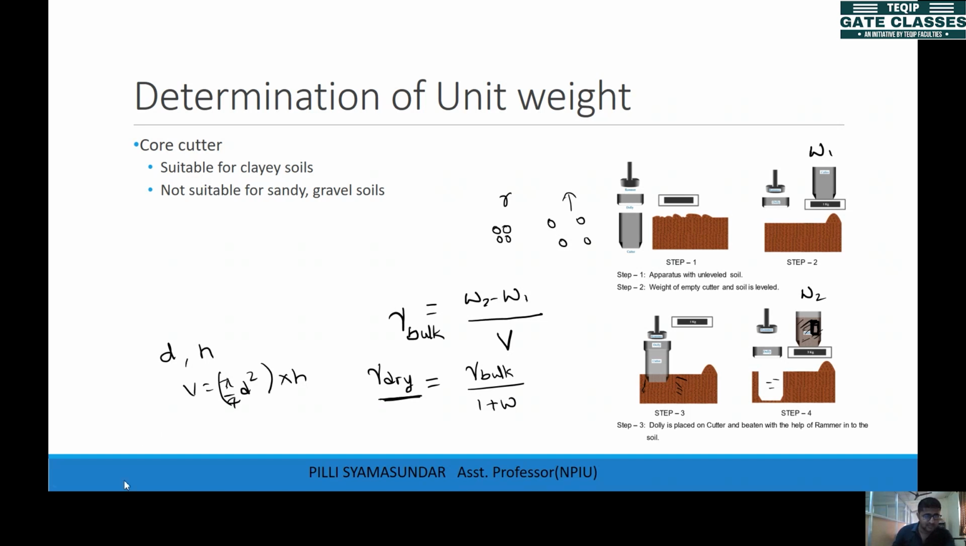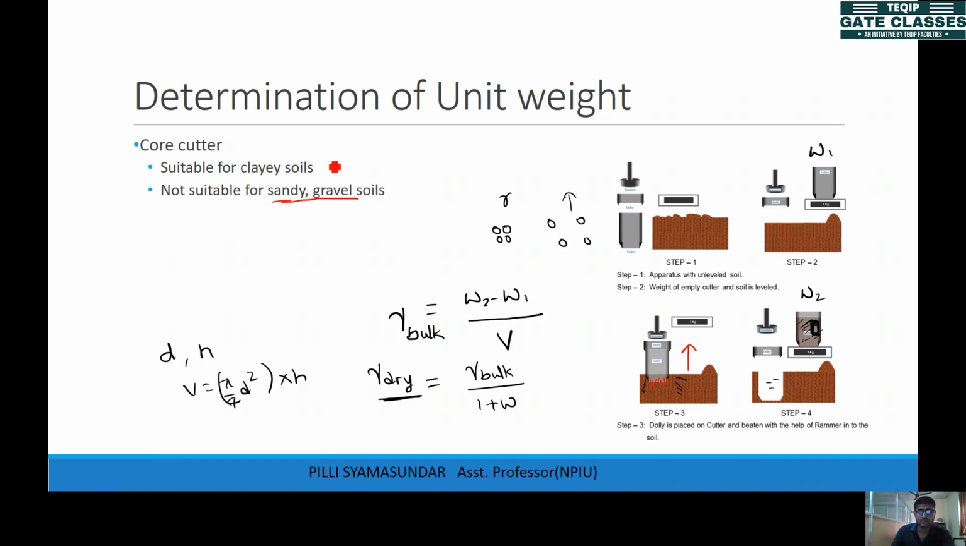But here the thing is, this core cutter method is not suitable for sandy and gravel soils. This is good for clay soils, but not suitable for sandy and gravel soils. The reason is that sand and gravels don't have any cohesion. So while you are lifting this core cutter up, the soil inside the core cutter will fall down again. The retrieving process will be difficult. That is why you don't use the core cutter for sands and gravels.